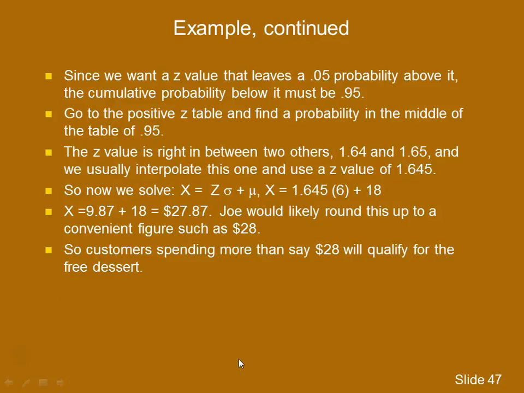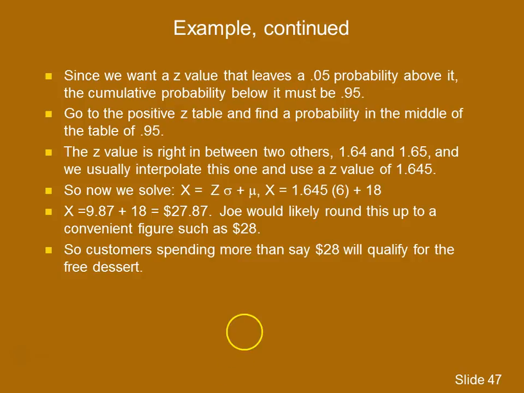Since we want a z-value that leaves 0.05 probability above it, the cumulative probability below it has to be 0.95. So now you go to your positive z-table, but this time you look in the middle of the table, where the probabilities are. You want to find a probability of 0.95 in that table, and then look at the row and column you're in to get the correct z-value. In this particular case, you're going to find two z-values, 1.64 and 1.65, where the probability of 0.95 is right in between those two z-values. We often interpolate this one and use a z-value of 1.645.